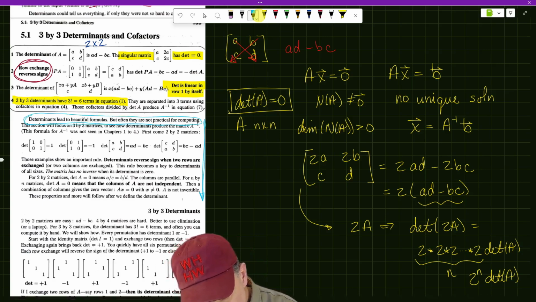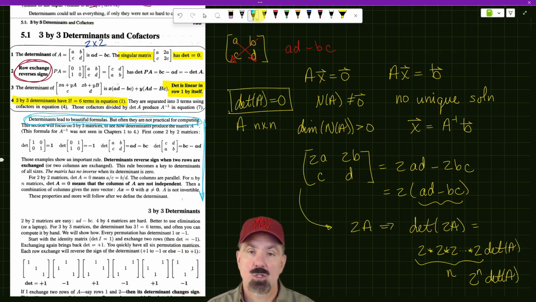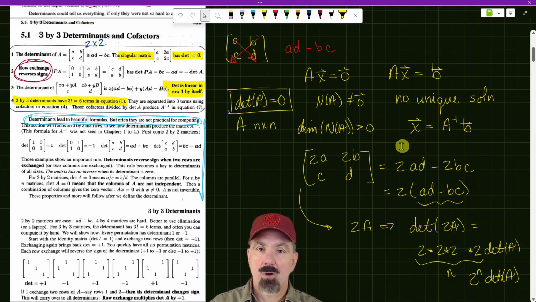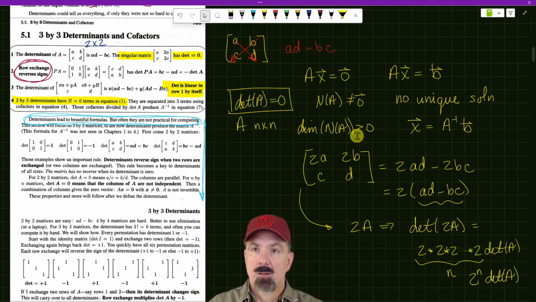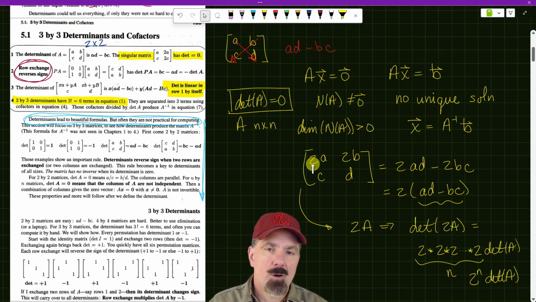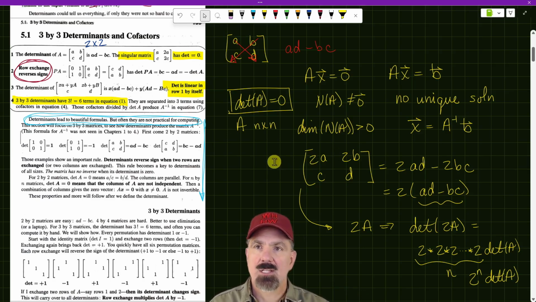Determinants lead to some beautiful formulas, but they are pretty impractical when it comes to computation. We want to understand the ideas because they're relevant for finding eigenvalues. They're also, as you see here, relevant for understanding solutions to square systems, systems where the coefficient matrix is square. But with respect to just their inherent purpose, they're not that interesting.